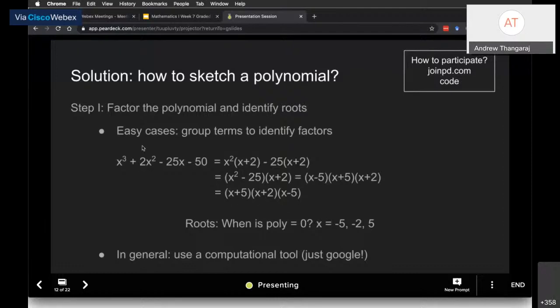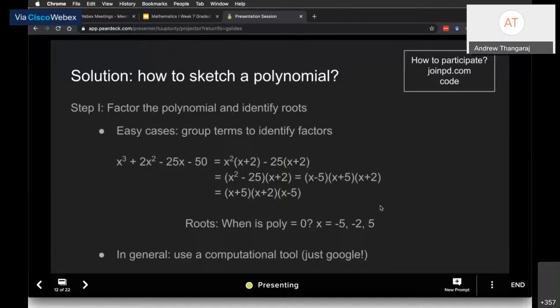What are the roots of this polynomial? What values of x will give you 0 for this polynomial? Once you have the factorization, it's a trivial thing to answer. So x equal to -5, -2, and 5. The roots are very crucial. So that's the first step.